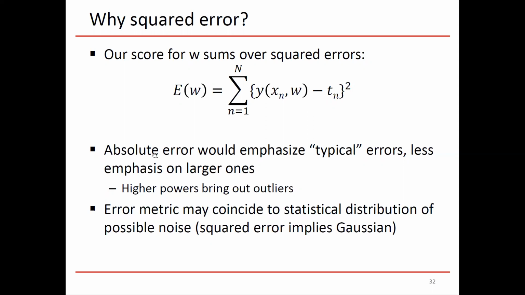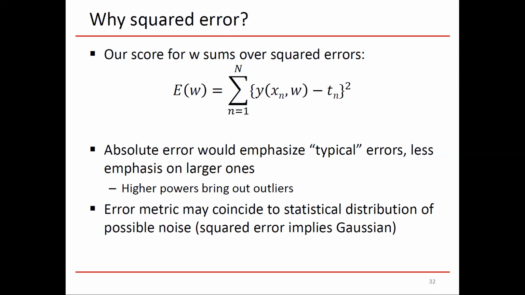We could have used absolute error, and that might emphasize what I would call typical errors. The squared error puts more emphasis on the larger errors because we square them. The absolute error puts less emphasis on the larger ones, and more emphasis on the typical or even small ones. And if you want to put more emphasis on the outliers, if you want to have very few outliers, you could use an even higher power than 2, for example a power of 6.